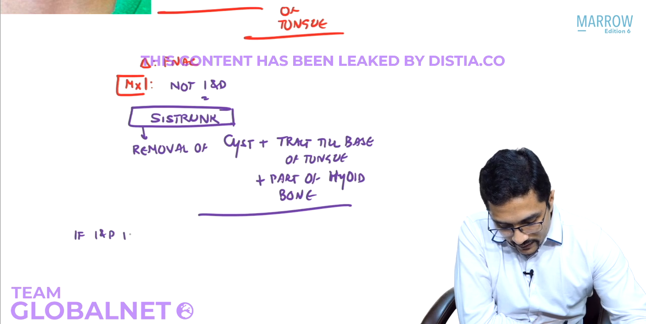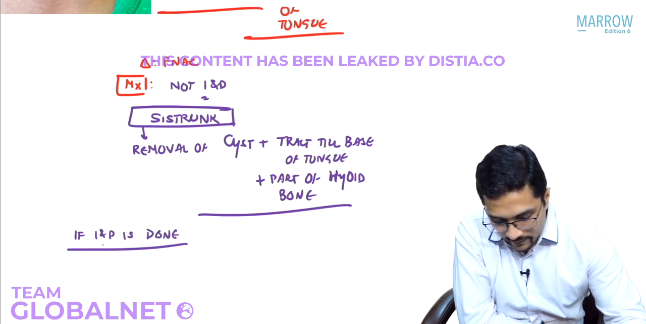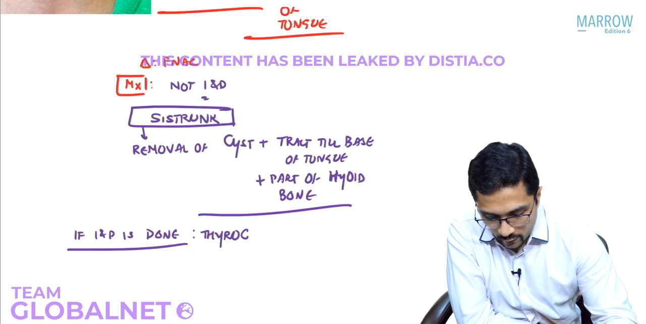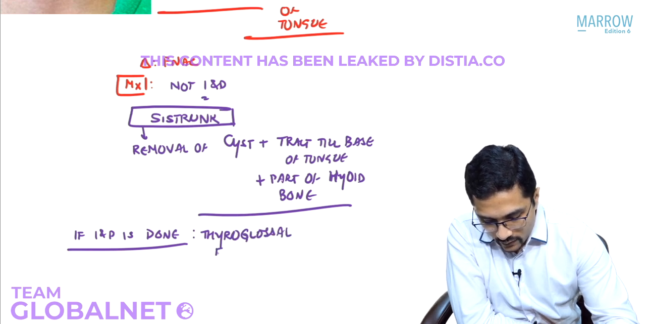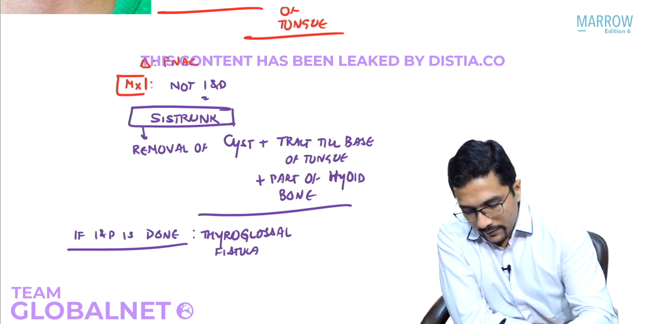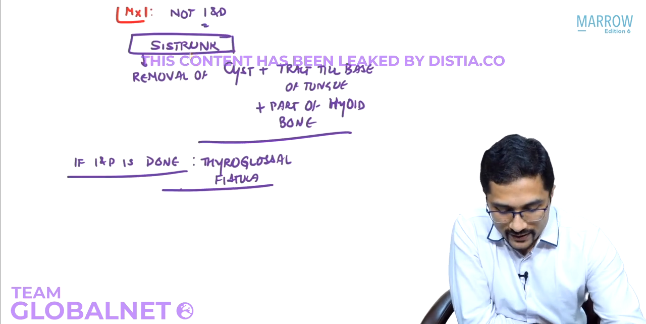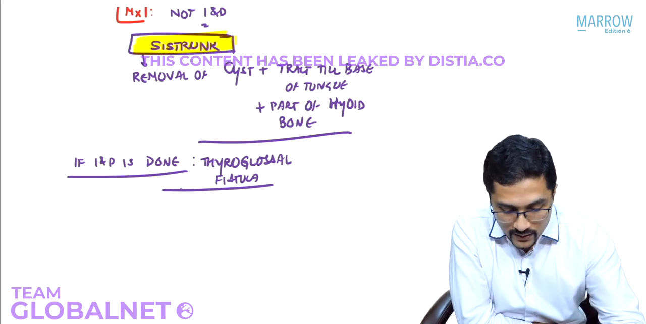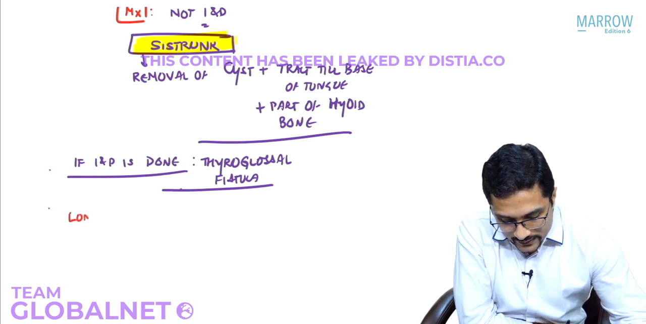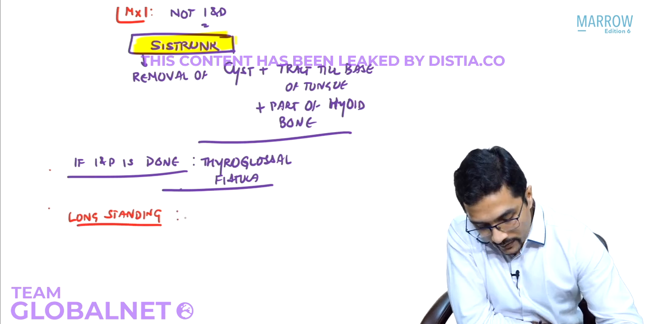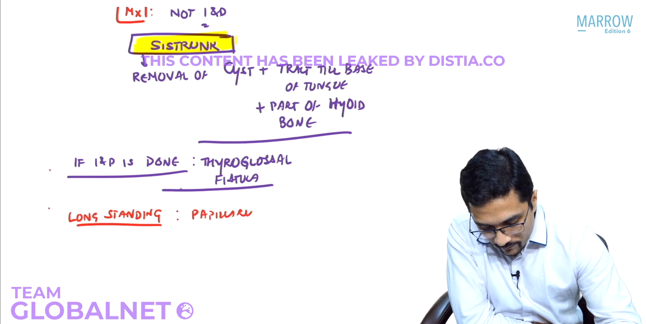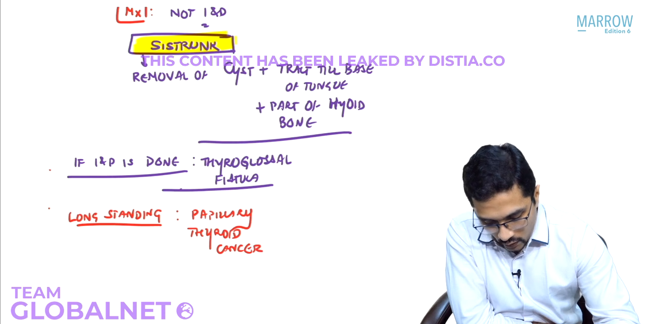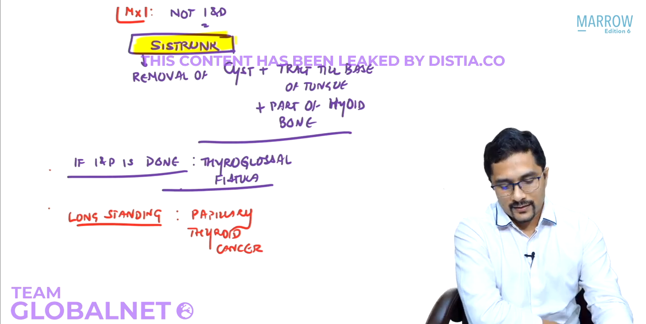If I&D is done by mistake, a thyroglossal fistula is formed. And the management of a thyroglossal fistula also remains the same. It is Sistrunk surgery. This question has also been asked in the MCQ exam. And in long-standing cysts, which thyroid cancer can develop? Papillary thyroid cancer can develop. This question has also been asked in the All India exam. So in long-standing cysts, papillary thyroid cancer can develop.